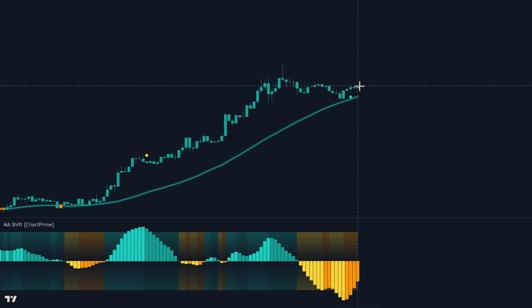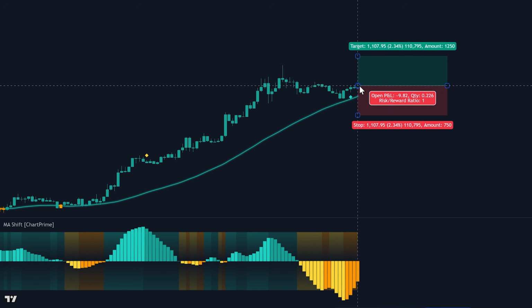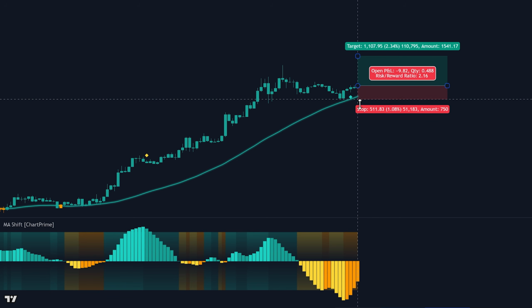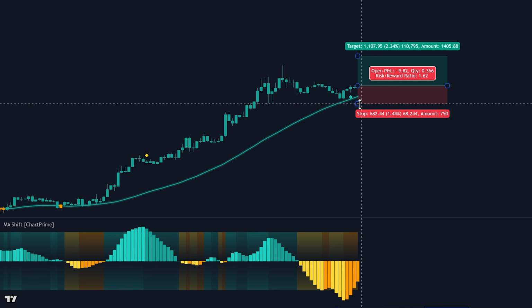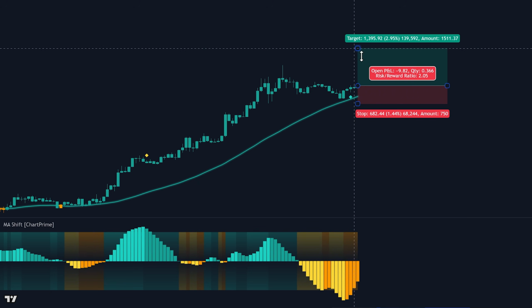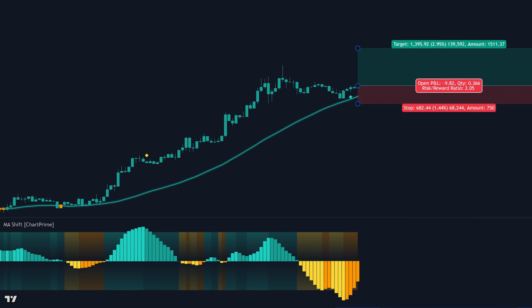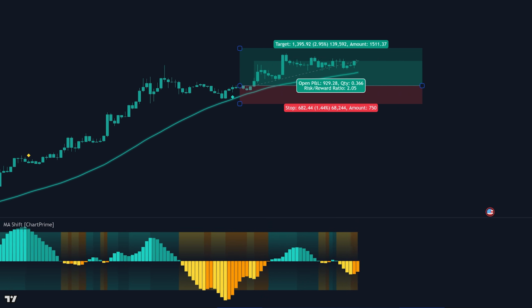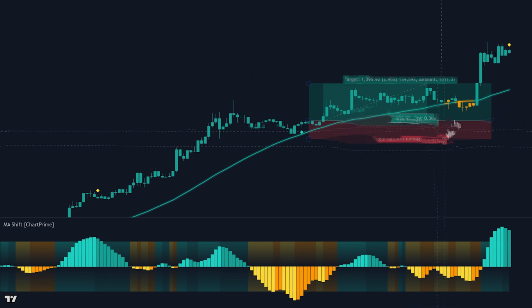Once these rules are met, we enter a buy position on the next candle. We place our stop loss below the recent swing low or key support level to allow some breathing room. We aim for a risk-to-reward ratio of 1-to-2. Looking at the chart, you can see this trade ended up profitable as price continued moving higher.